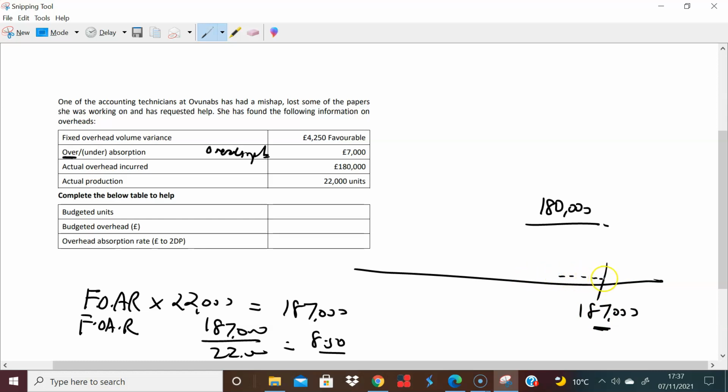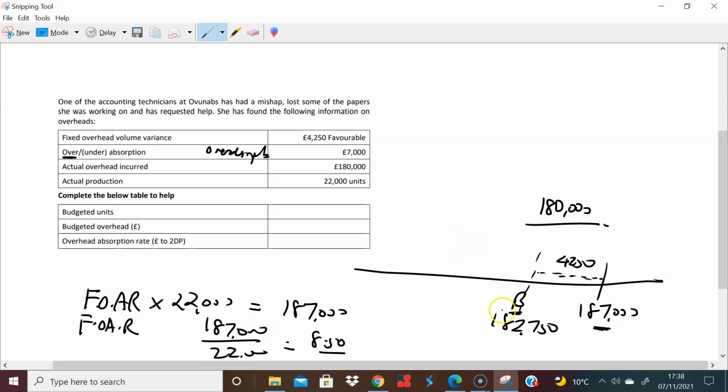Remember, we're taking what we have in the accounts and bringing it down to the budgeted volume because we want to start with the budget. We want to get rid of that nonsense. And it tells us it's 4,250 favorable, which means that by bringing it down by 4,250, we come down to a budgeted figure, which is 187,000 minus 4,250. That is 182,750. So the budget was 182,750. That's the situation because we know what the volume variance is.